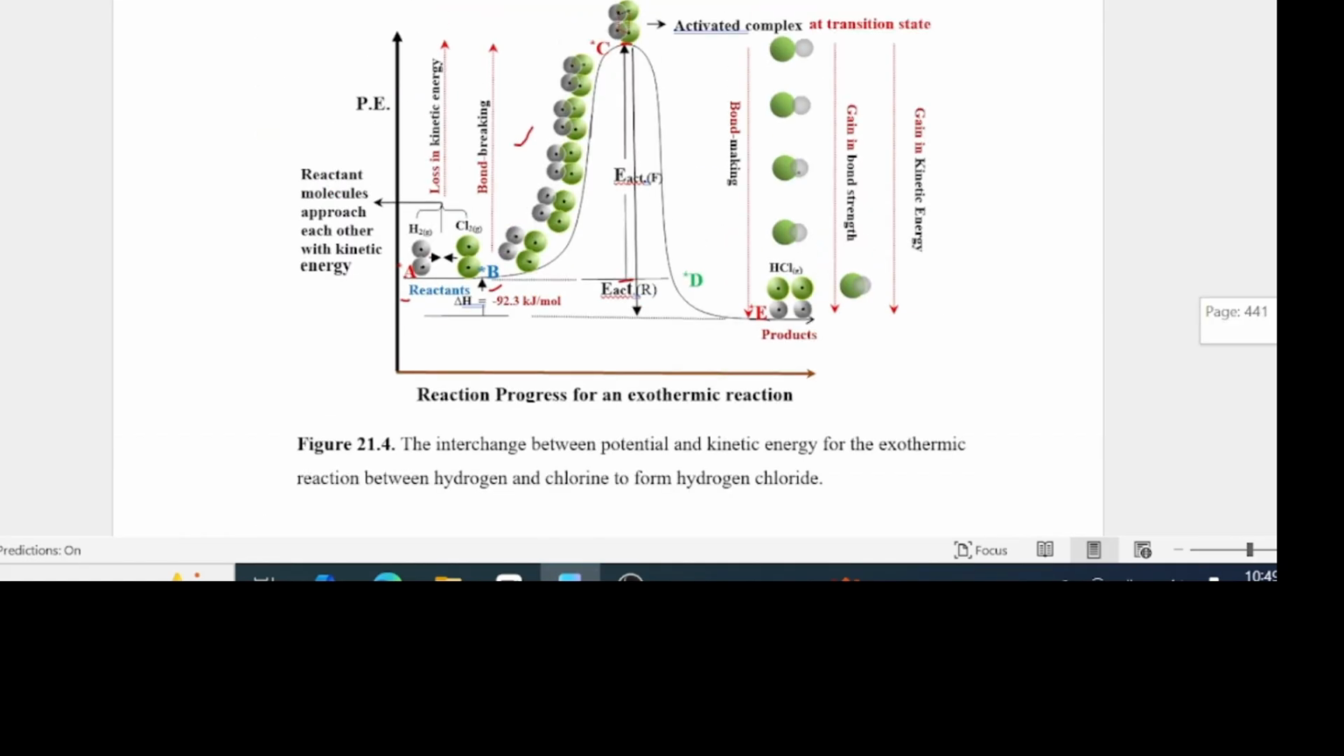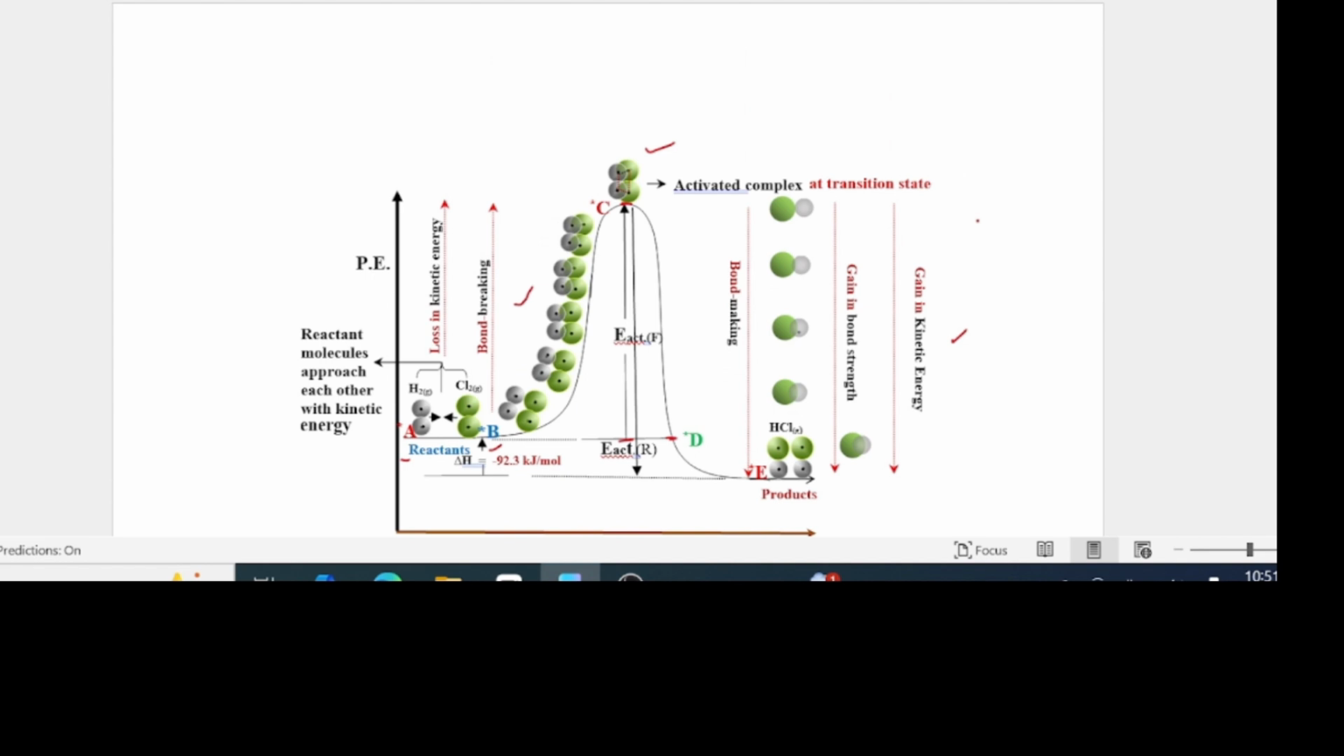So if you look at this profile diagram here now, you can see that the atoms are getting closer and closer to each other. The bond is increasing in strength. So we see on this side is bond making. As the bonds get stronger and stronger, there is gaining kinetic energy that is manifested as heat that is used to speed up the molecules.